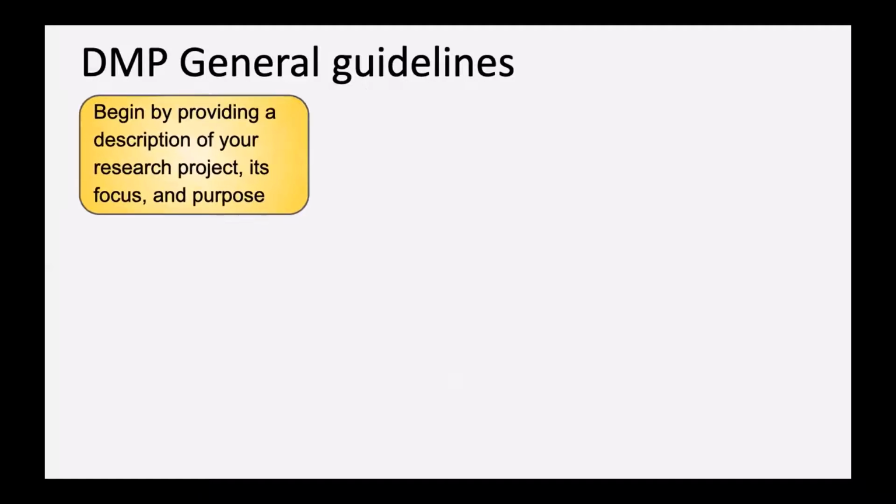So starting with some general guidelines around data management plans. First, begin every DMP by providing a description of your research project, which would include its focus and its purpose. So think of it like the abstract of your project. And for those of you who have submitted ethics applications, and I sit as a reviewer on the University of Alberta Health Research Ethics Board, it's similar to that starting description that you would see in an ethics application, just giving us a good sense of what the project is, what its goals are, its focus, its purpose.